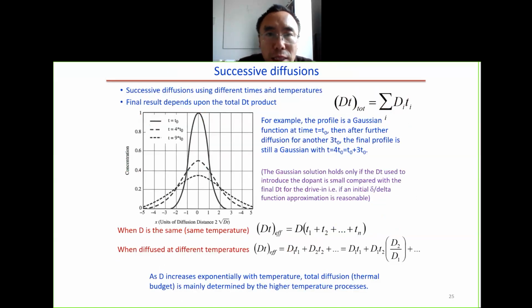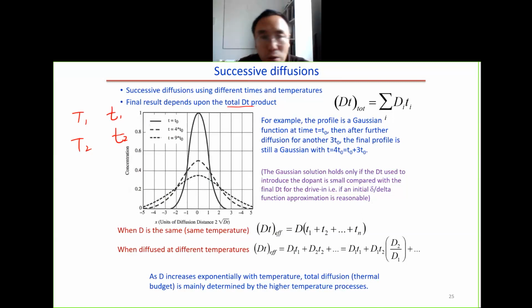So now we look at successive diffusions. This corresponds to the case where, for example, we diffuse at temperature 1 for time T1. Then we take the sample out. We put the sample back again at temperature 2 for time T2. Then what is the final profile? The final profile depends on the total Dt product.